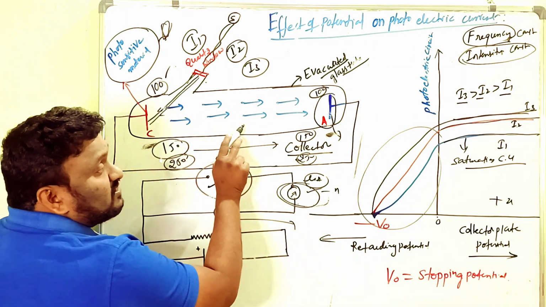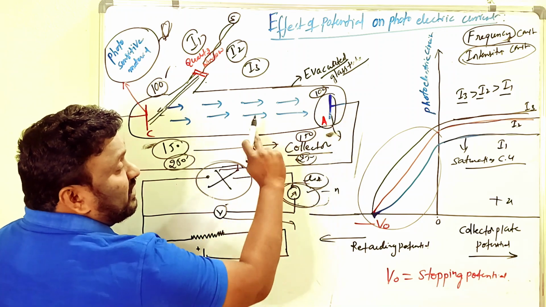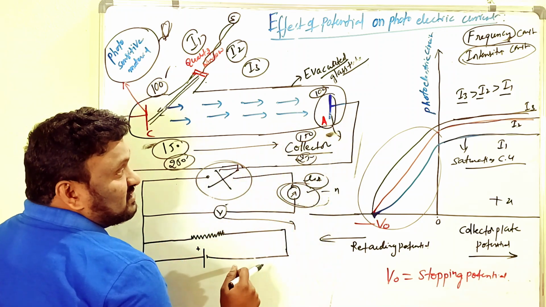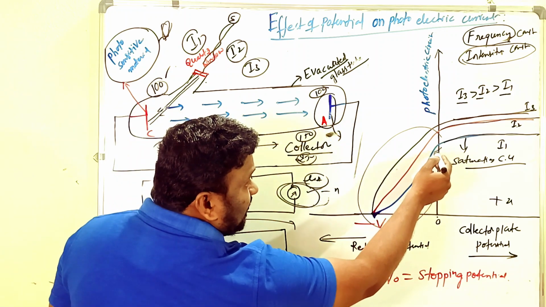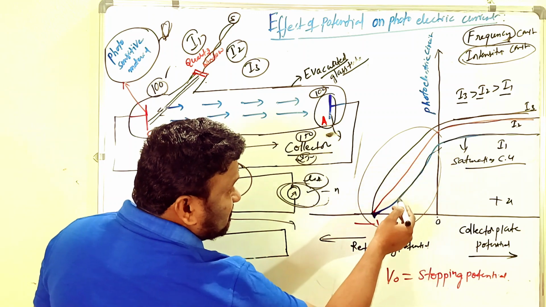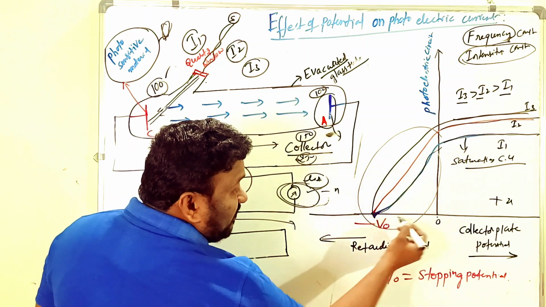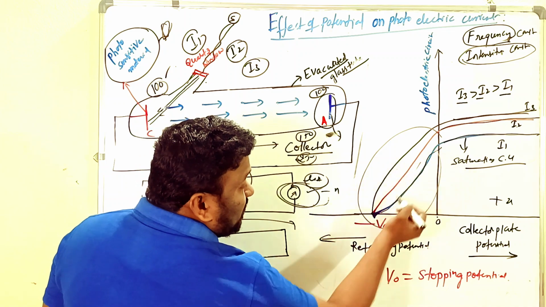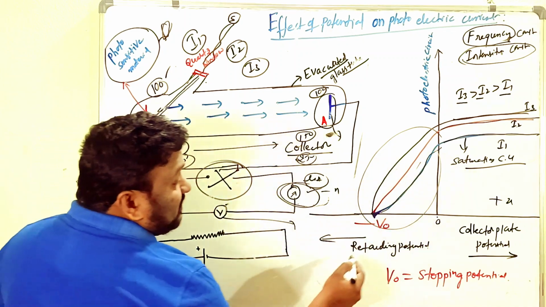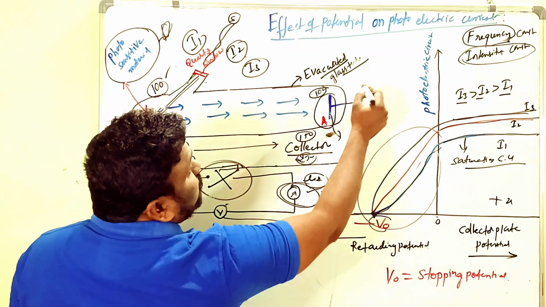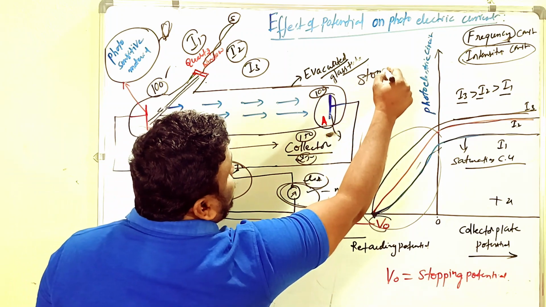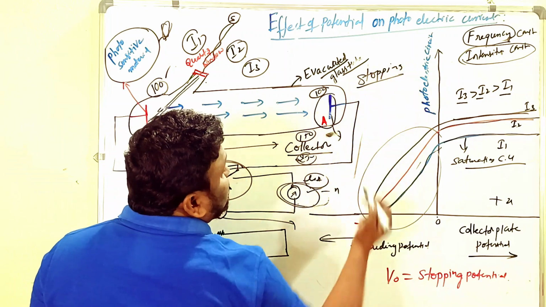The charge of electrons is negative and the collector is also negative, so they repel. That's why the value of current decreases. Clear? The particular potential for which the photocurrent becomes zero is called the stopping potential. What is meant by stopping potential?